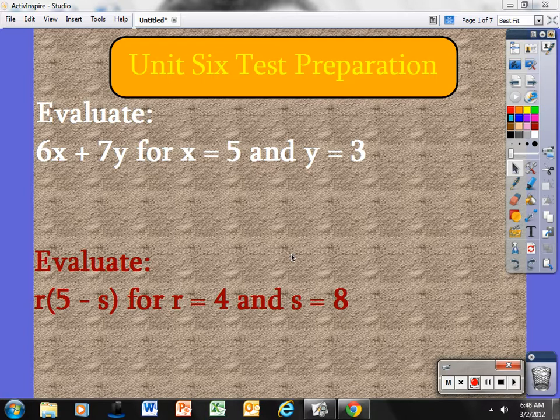This is just a quick little review of some different problems that you may see on your Unit 6 Summative Assessment, which will be next Tuesday, that'll be March 6th, I believe, we have on the calendar. So, taking a look at the first one here that I have for us to look at.